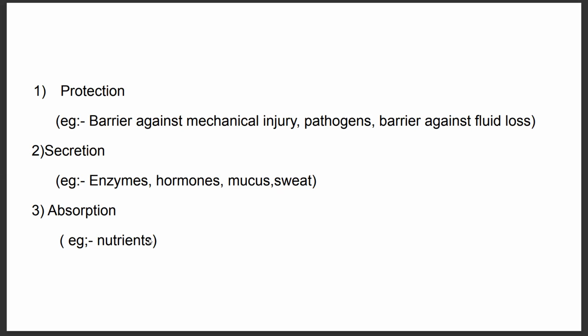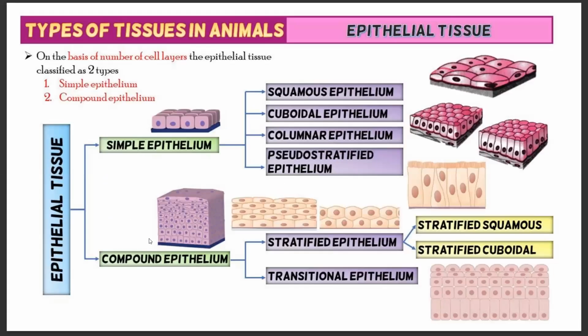Right. Then we can divide this epithelial tissue into two general types based on the number of cell layers on the basement membrane. If there is only a single layer, it is called simple epithelia. And if there is more than one layer, that means several layers, it is called compound epithelia, right? Simple epithelium and compound epithelium.